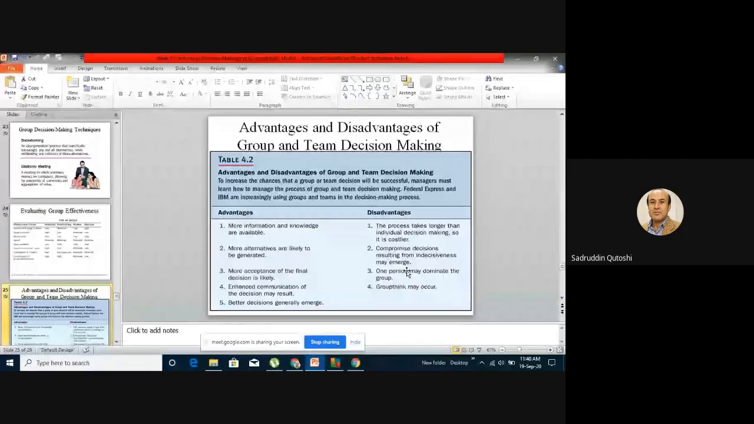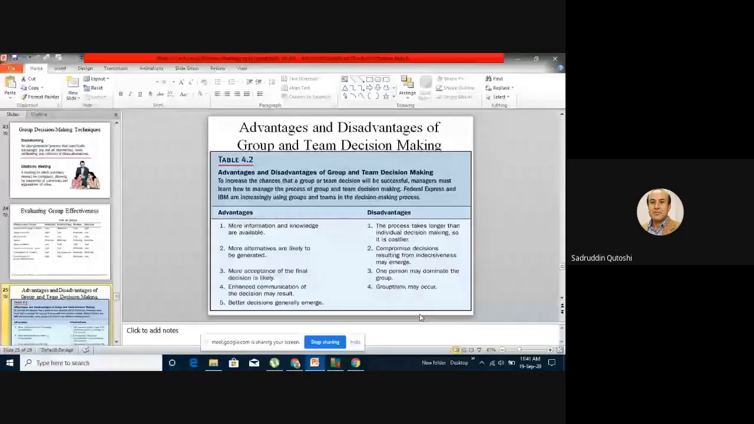Another problem with group decision making is that one person may dominate. If someone is more talkative, more overconfident, like we talked about earlier, that person can dominate. So groupthink may occur again. Groupthink is a term for collective wisdom arriving in this group decision making, and it is a problem. So these are some of the common problems, advantages and disadvantages, of group decision making.